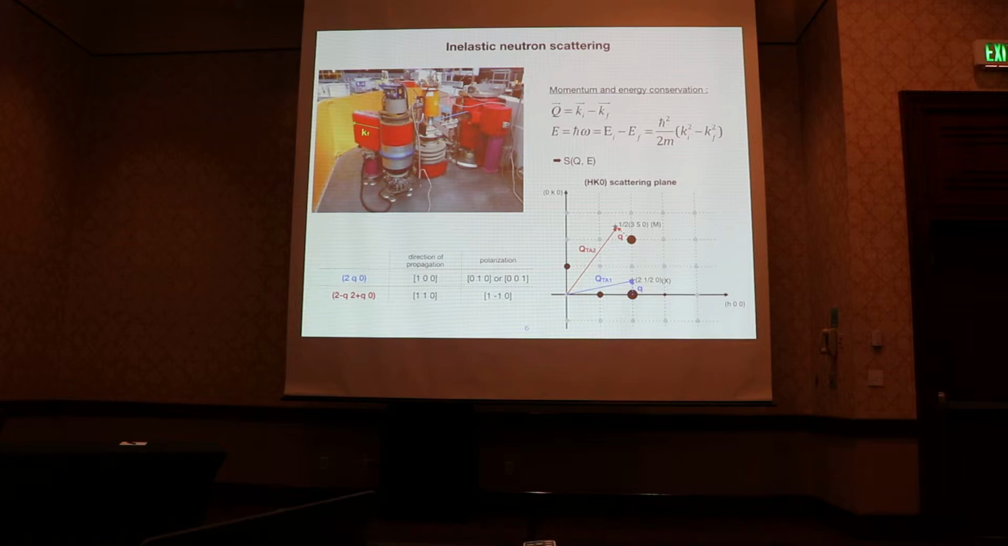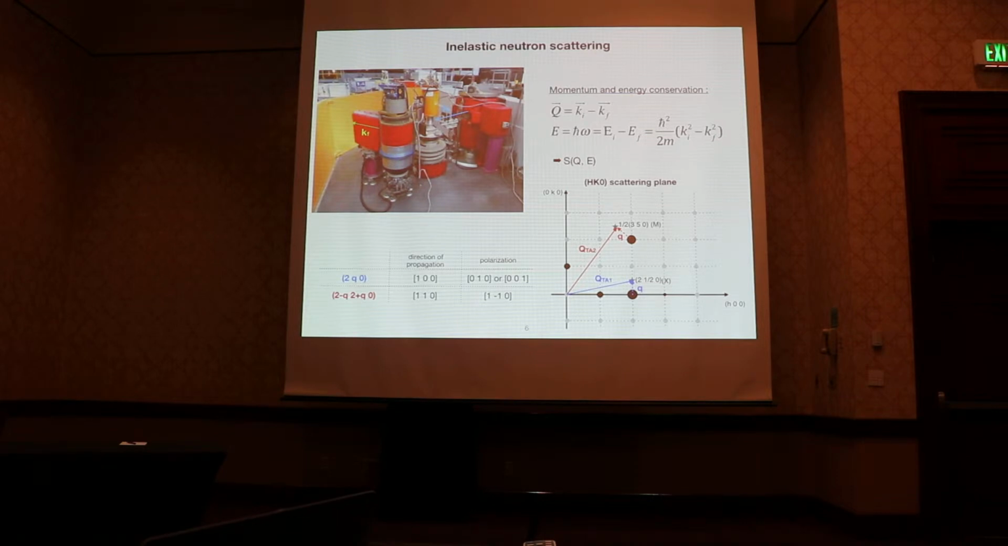You can define this wave vector by the rotation of the instrument around this axis, and then you can define the final energy and wave vector thanks to the rotation of the instrument around this axis and rotation around the axis of the analyzer. So the scattering experiment is constrained by the laws of momentum and energy conservation, and it allows us to probe excitations in the reciprocal space, but also as a function of energy.